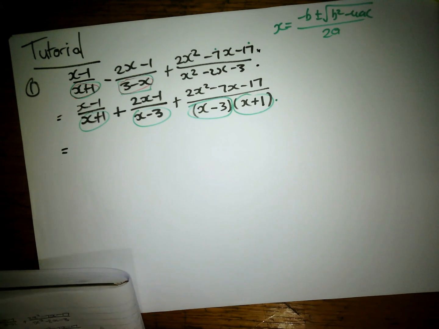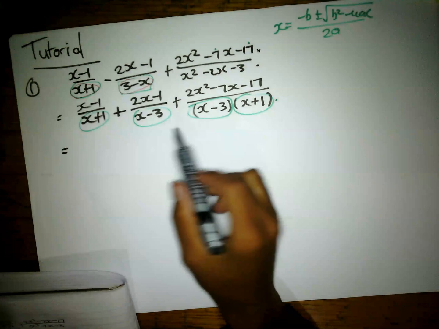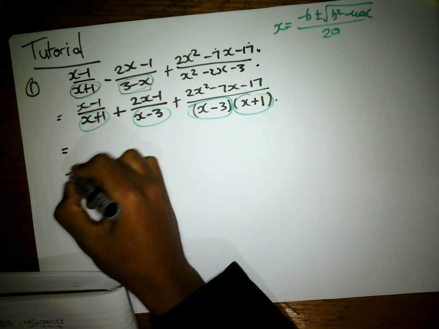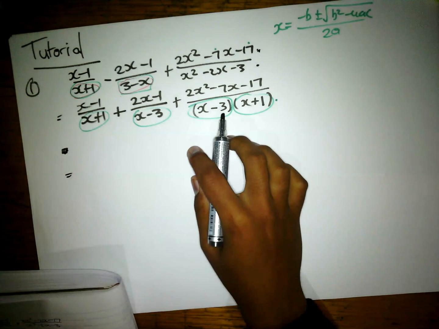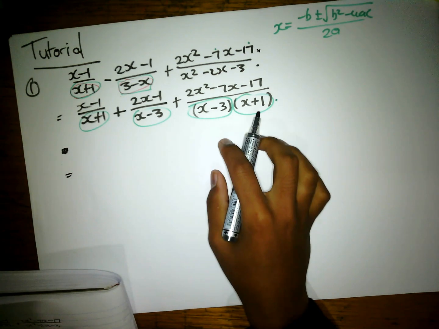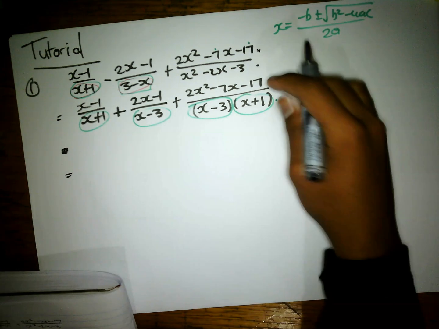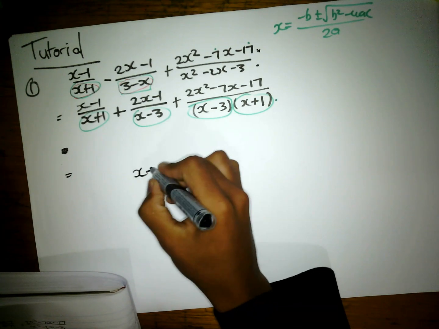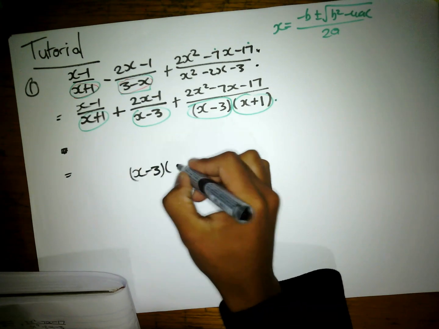So what we do now is, because we have a few like terms, we're going to use x minus 3 and x plus 1 as the common denominator. We're going to put all this together now. We're going to add everything. So we're going to say (x minus 3)(x plus 1).